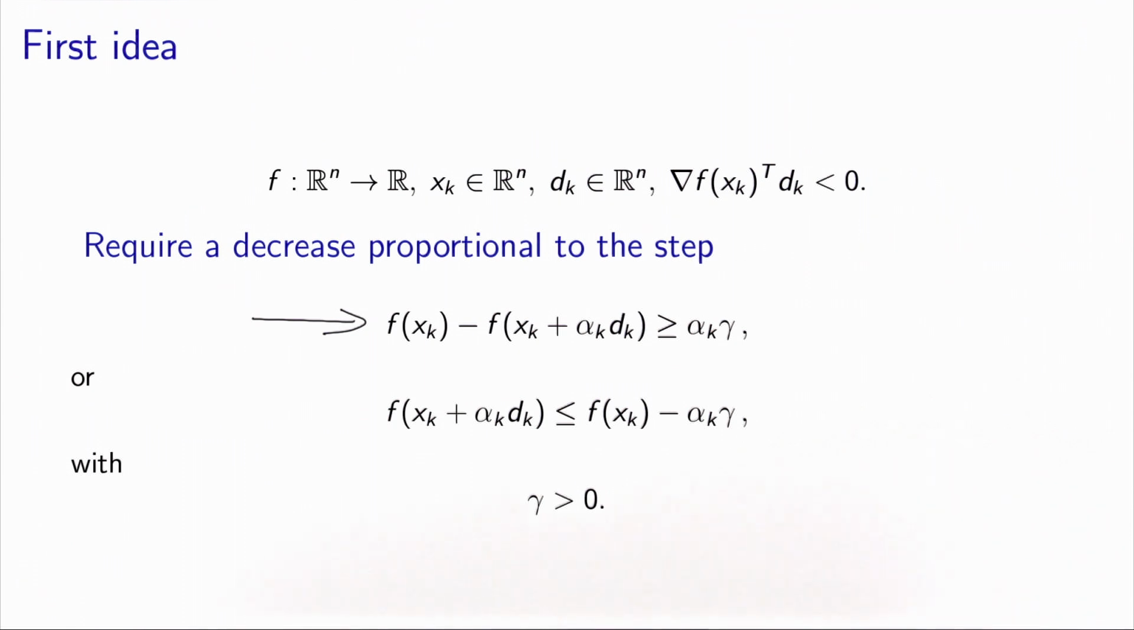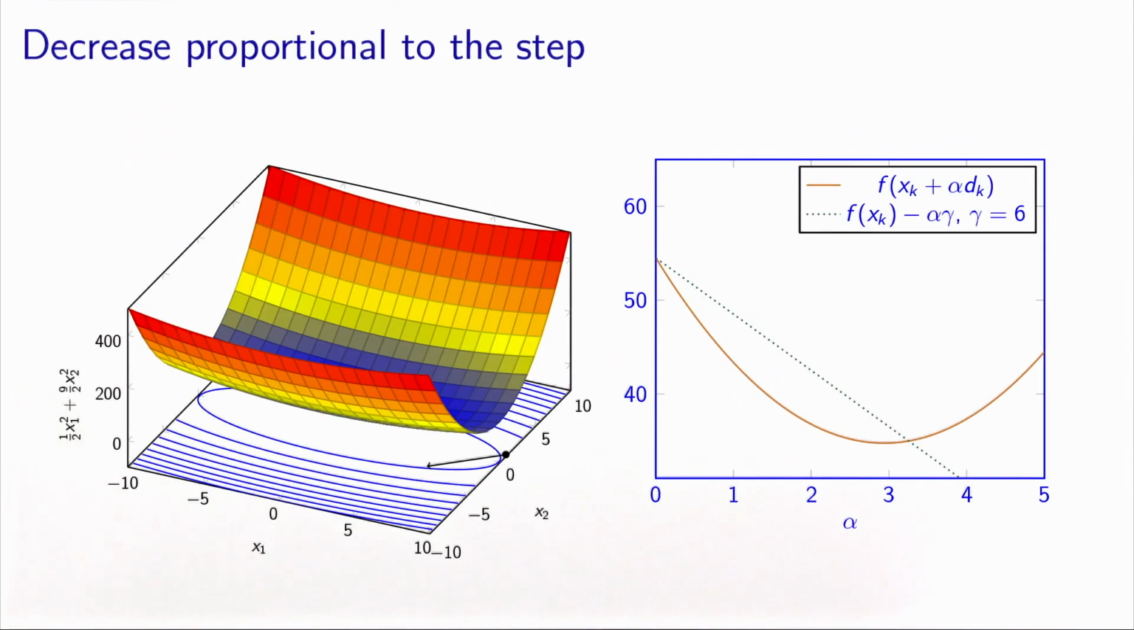Another way to write the same equation is to say that the new value of the objective function must be, of course, less than or equal to the old value minus alpha k times gamma, which is the minimum reduction that we are expecting from this iteration. And gamma must be positive, of course. So that's the idea. Let's illustrate it on a simple example.